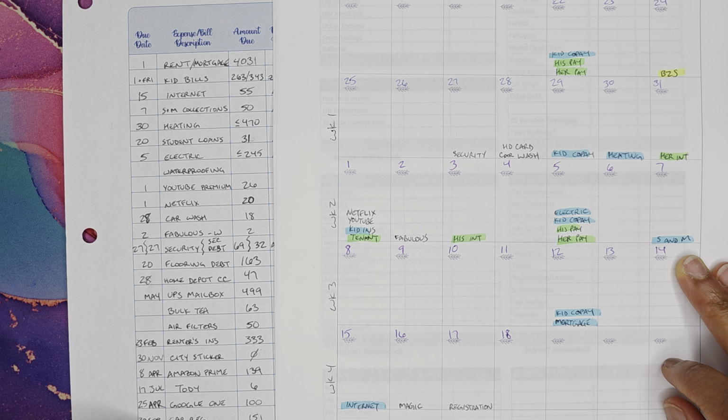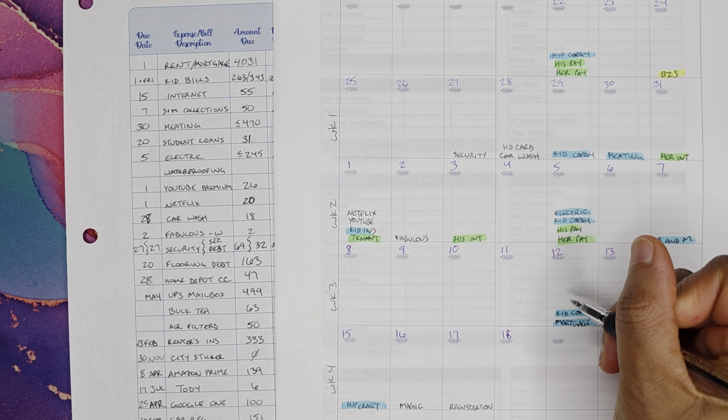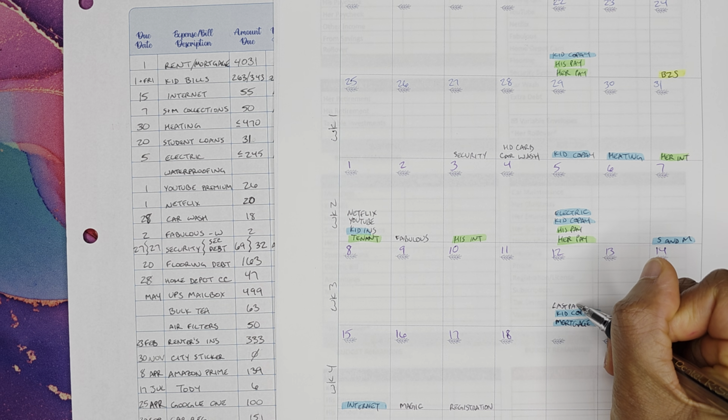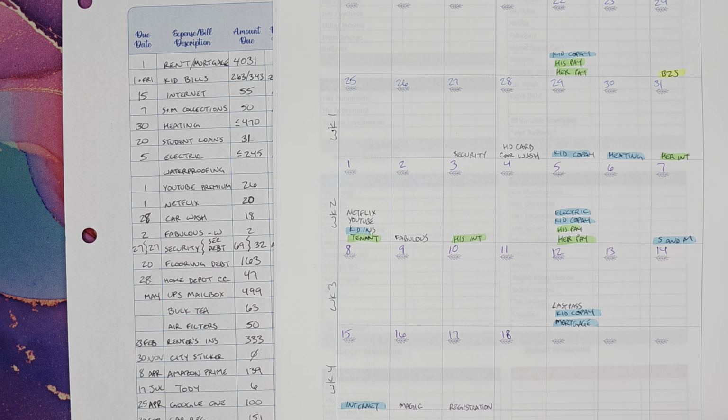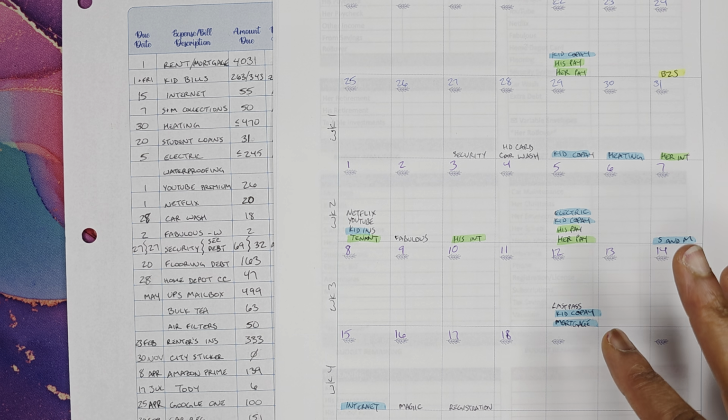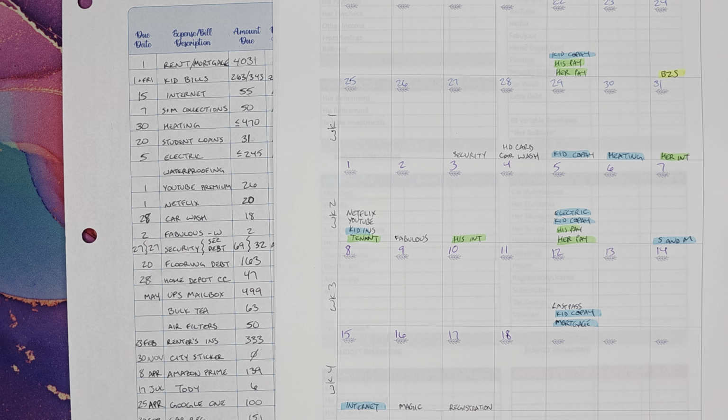And then what else is in September? LastPass. This is a password managing app. It's technically free, but if you want the free version, you can only use it on one device, and I don't got time for that.